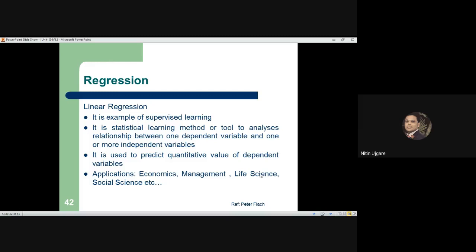These are some applications mentioned here on this slide for the regression. Regression is widely used in economics for predicting the price of the share market. It is also used in management, life science, social science, and so on and so forth. But on top of all these applications, it is widely used in economics.